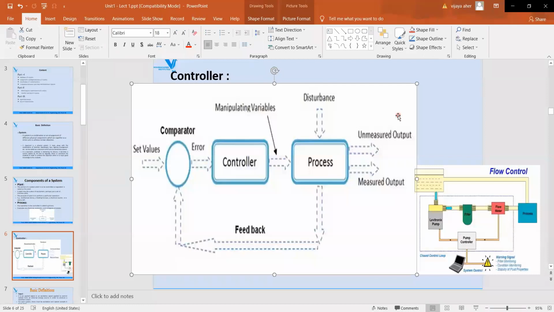Are you getting the operation of the control system? What happened to the controller? What happened to the process? Just a second, somebody is in the waiting room.